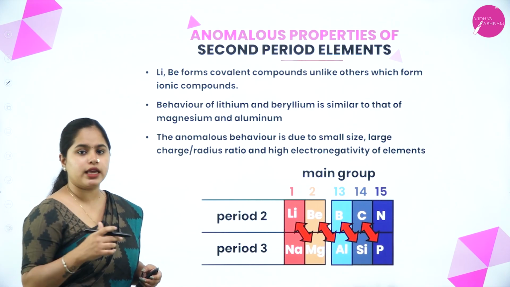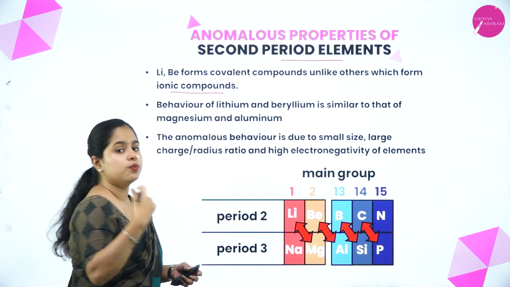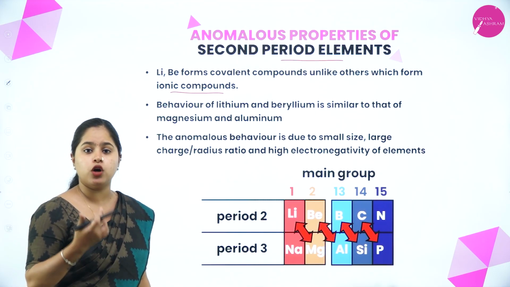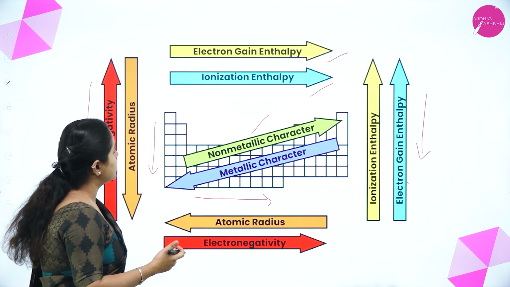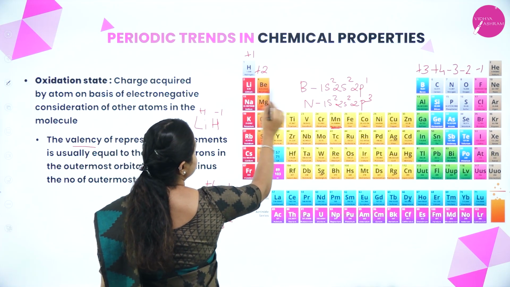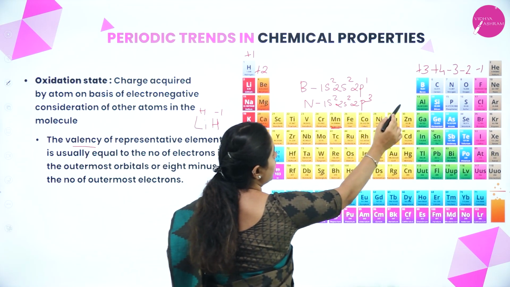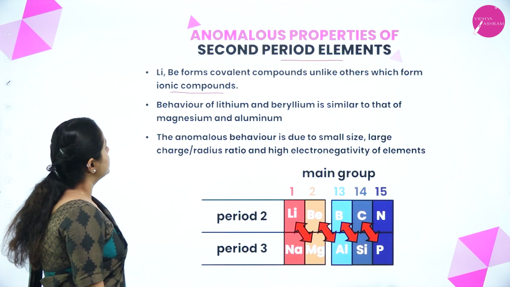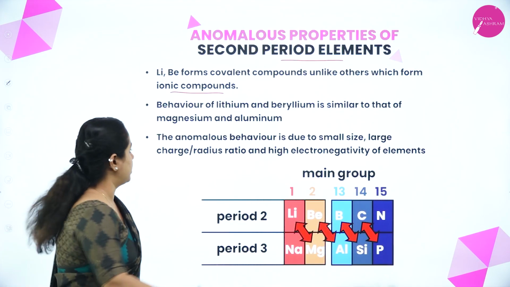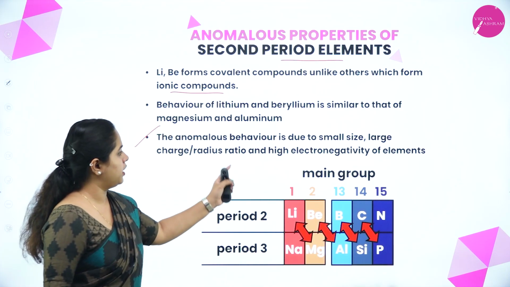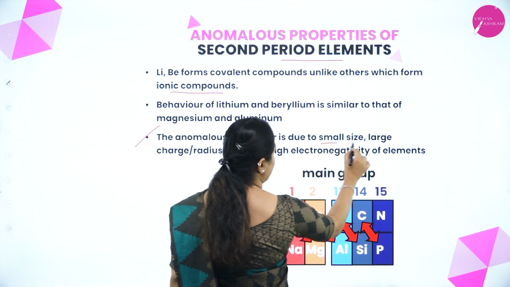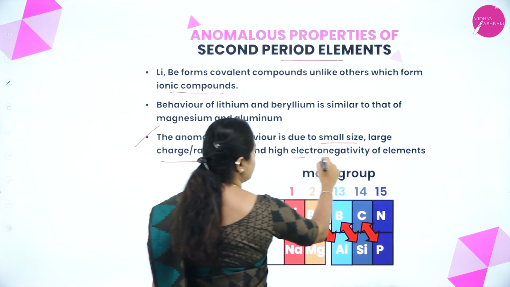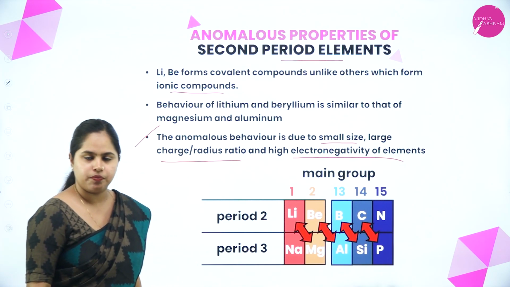So the S block elements generally are supposed to form ionic compounds. The exception is lithium and beryllium, which belong to the second period, right? So as you can see here, the second period is lithium, beryllium, boron, carbon, nitrogen, oxygen, fluorine, neon. We are talking about the second period, right? So why is this anomalous behavior? The anomalous behavior is due to the small size, large charge to radius ratio and high electronegativity of these elements. Right.